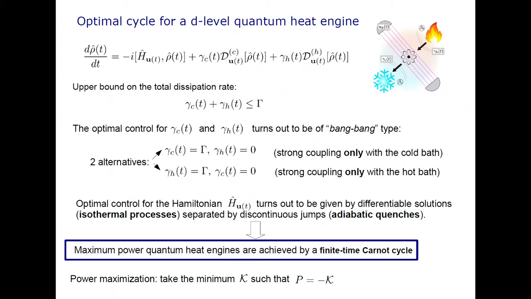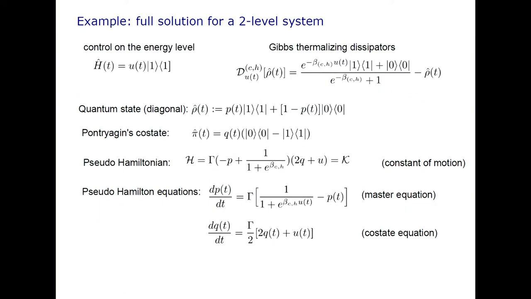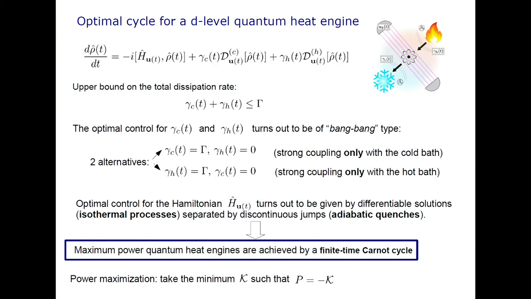Plus, what is the optimal control for the Hamiltonian? It is a regular driving along isothermal transformations. But you can also have some discontinuity here, some bang-bang effects. And these are exactly the equivalent of adiabatic transformations in a Carnot engine. So we know that finite time Carnot cycles are the optimal solution, and we have to optimize over these cycles. So this is the general theory.